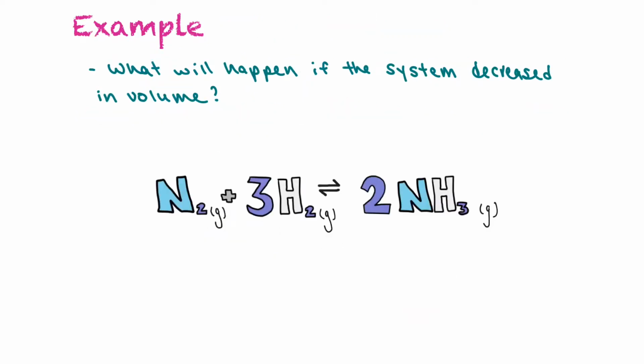So in this example, what would happen if the system decreased in volume? In that case, you have 1 plus 3, so 4 molecules on the reactant side, but only 2 molecules on the product side. So that means that the reaction will shift to the right.